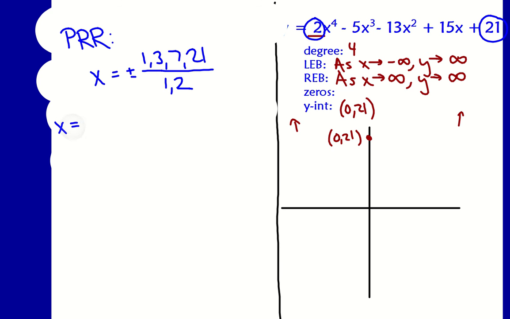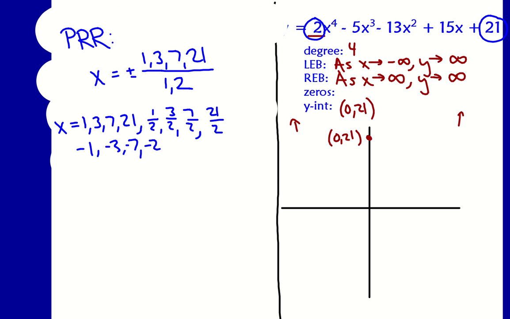If I list all those out, I'll go ahead and list them separately: 1, 3, 7, 21, 1 half, 3 halves, 7 halves, 21 halves, and then the negative of all of those as well. So negative 1, negative 3, negative 7, negative 21, negative 1 half, negative 3 halves, negative 7 halves, negative 21 halves. You can see we've got 16 choices for possible rational roots.